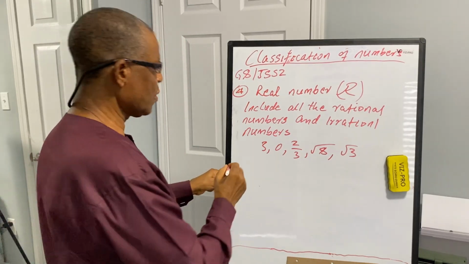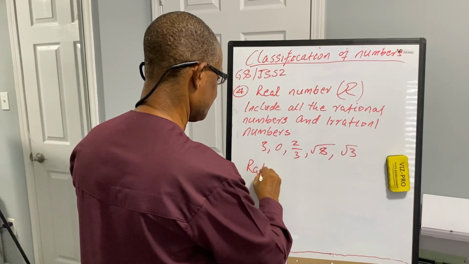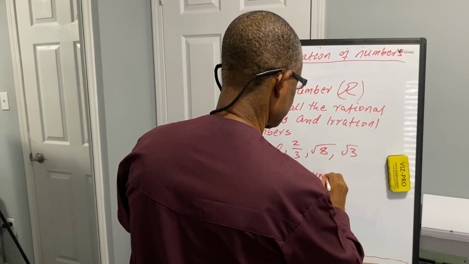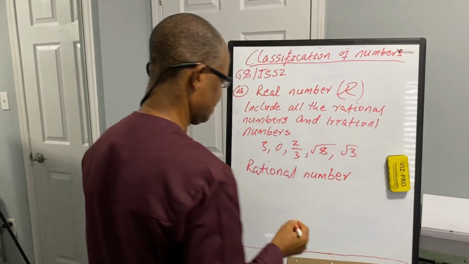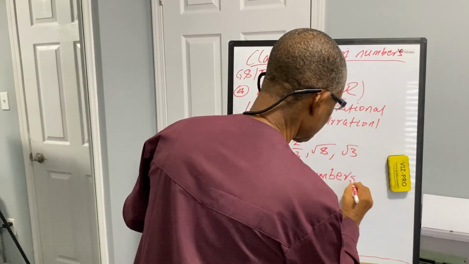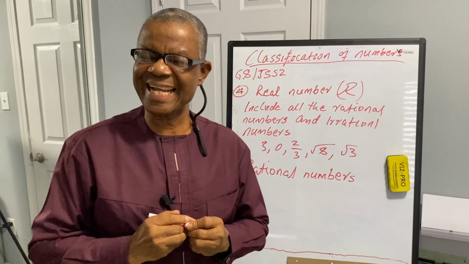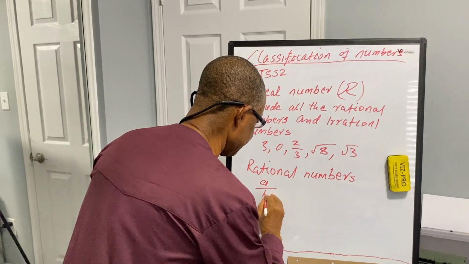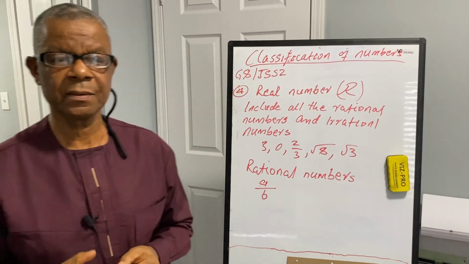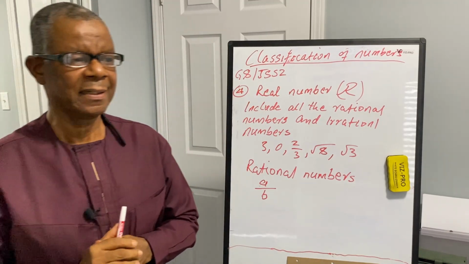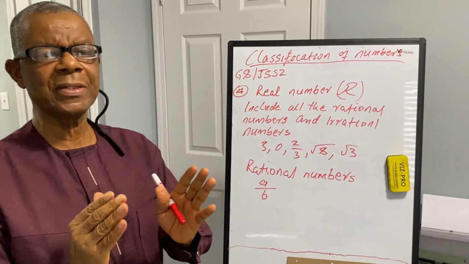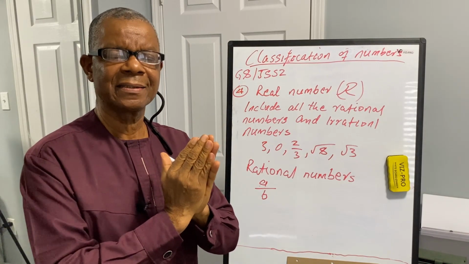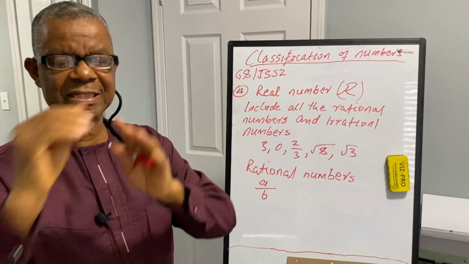Then somebody may ask, what is a rational number? Rational numbers are numbers that can be written in exact fraction. What do you mean by that? Exact fraction, a number that can give you exact value. It has a stop somewhere. You can easily say this is this.